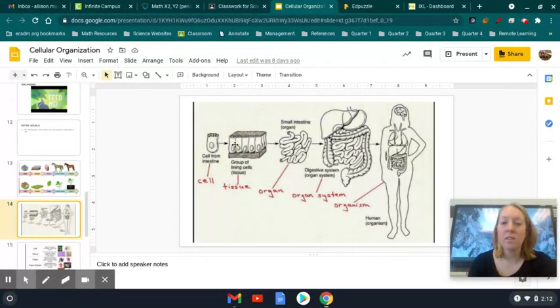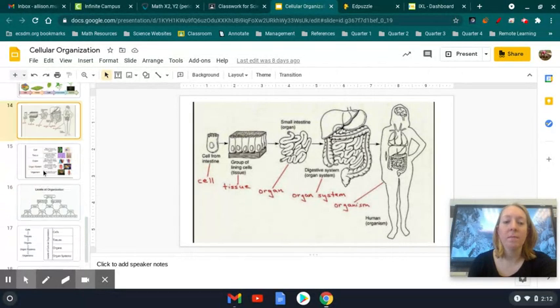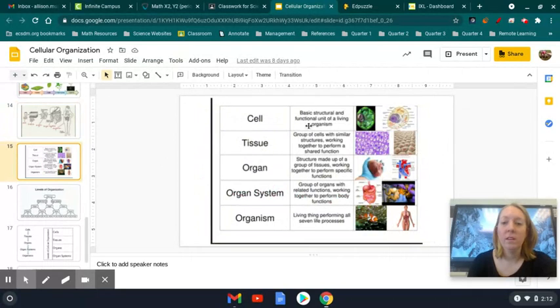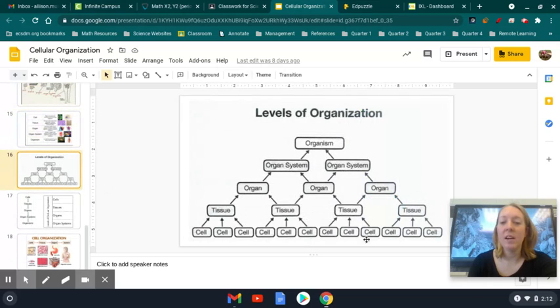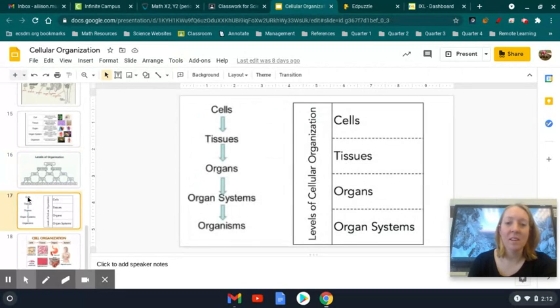Some more drawings: cell, tissue, organ system, organism. Cell, tissue, organ system, organism. Maybe if I just say it multiple times, you'll get it. Cells are the smallest. They become tissues. The tissues work together and become organs. The organs make organ systems, and multiple organ systems make an organism. Basically, what you need to know is the order. Cells are the smallest, organism is the biggest.